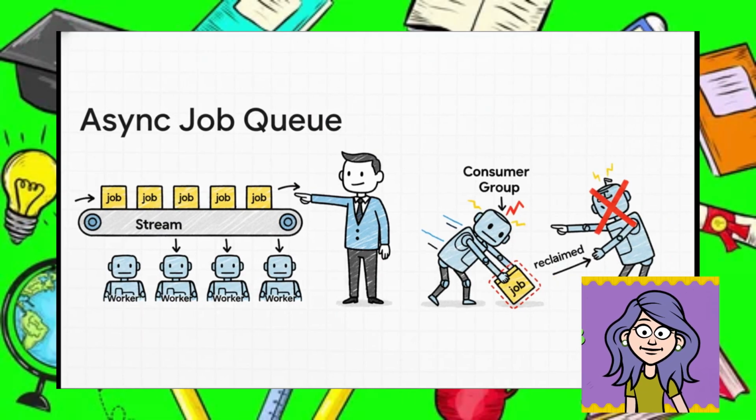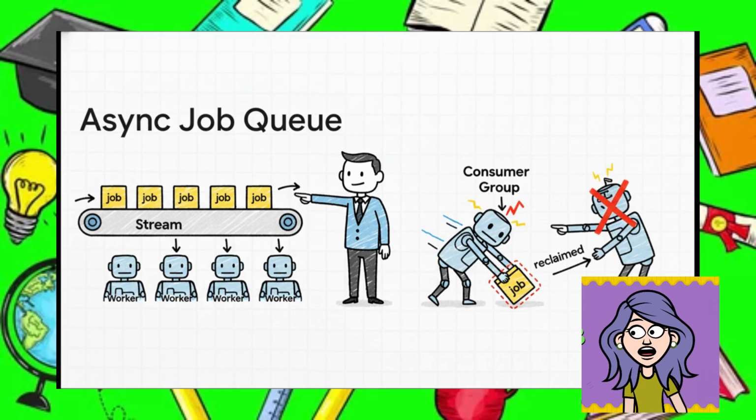Here's how that job queue works. First, jobs get added to the stream. A consumer group acts like a bookmark, keeping track of which jobs have been processed.